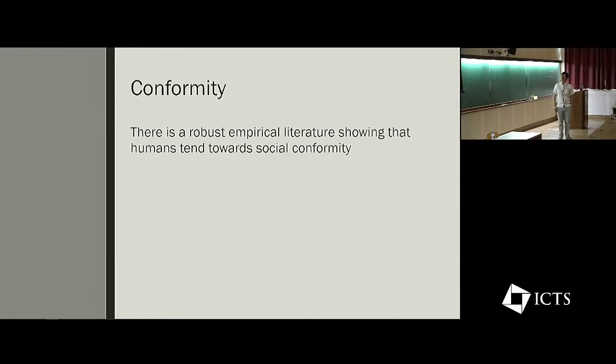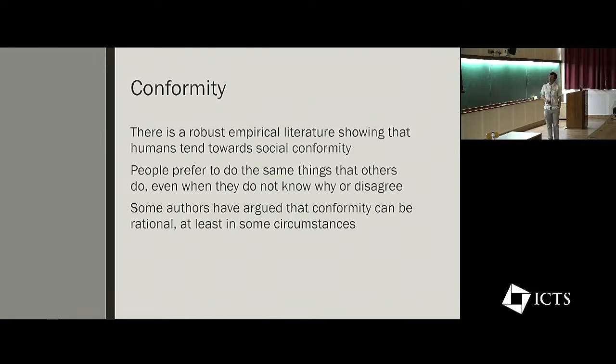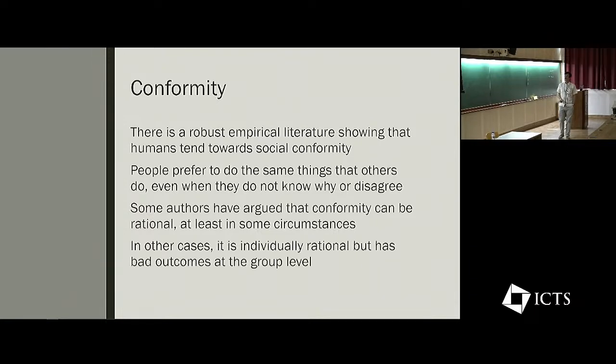Okay. So social conformity is just a fact of human psychology. People prefer to do the same thing that others do, even when they don't know why, or they disagree. And in fact, some authors have argued that this is as it should be, that it's rational to conform, at least in some circumstances. In other cases, it might turn out to be individually rational, but bad at a group level. So why would it ever be rational to conform?